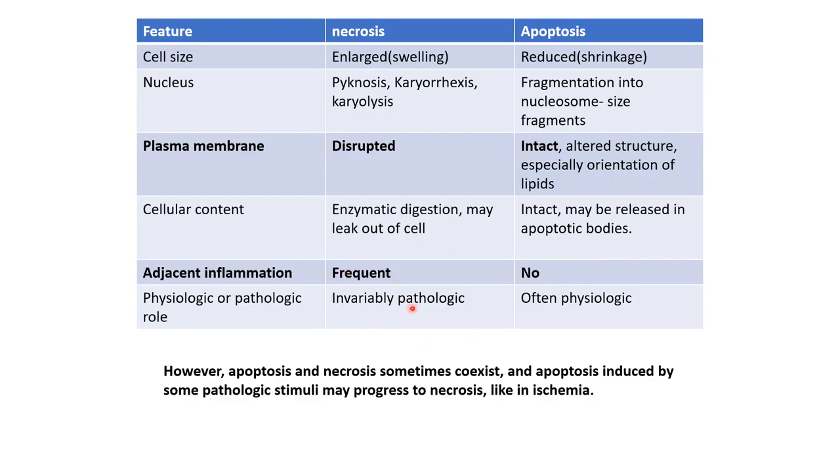In necrosis it's almost always pathologic، بينما apoptosis can be physiologic and can be pathologic. Now, apoptosis and necrosis, they can coexist sometimes. Like لما حكينا عن viral infections, for example, and apoptosis induced by some pathologic stimuli may progress في النهاية إلى necrosis، زي مثلا في حالات الإسكيميا. الإسكيميا أو بتعمل هايبوكسيا للتيشو، وممكن تعمل في البداية apoptosis وبعدين بيتحول إلى necrosis. So النكروسز والأبوبتوسيس هم حدثين مختلفين، ولكن ممكن إنهم يصيروا at the same time إذا كان لهم نفس المحفز أو نفس المسبب.